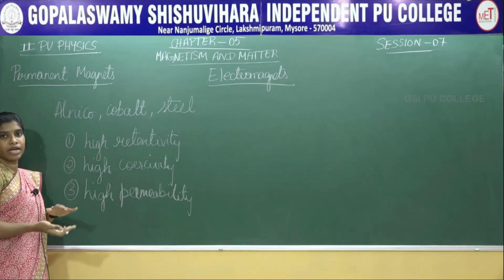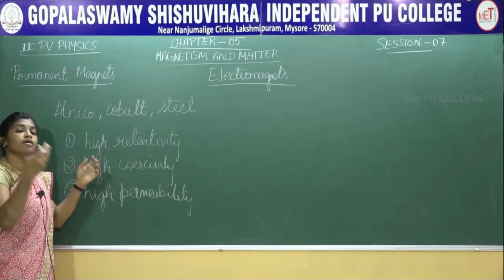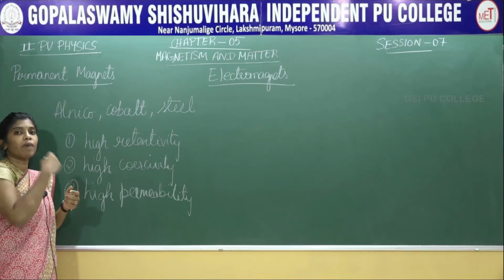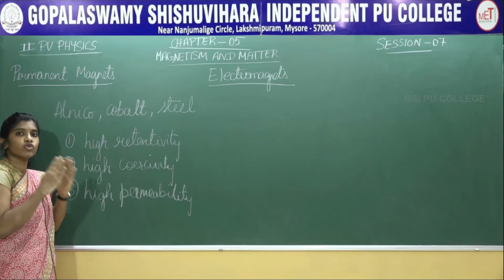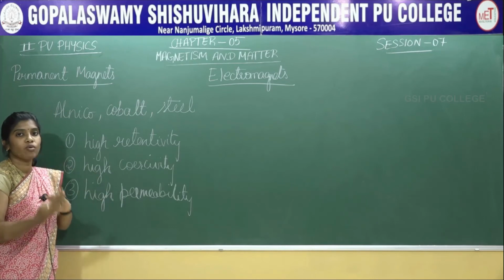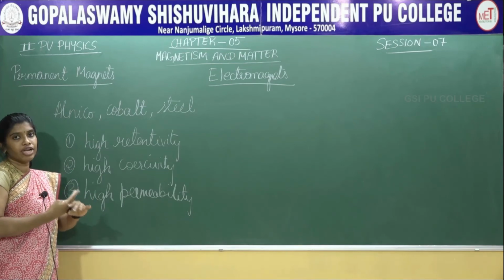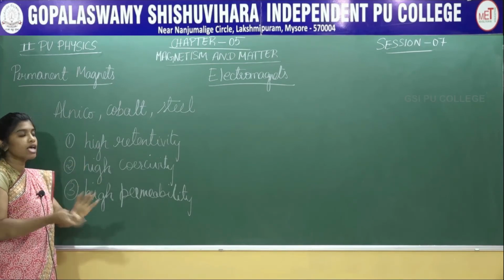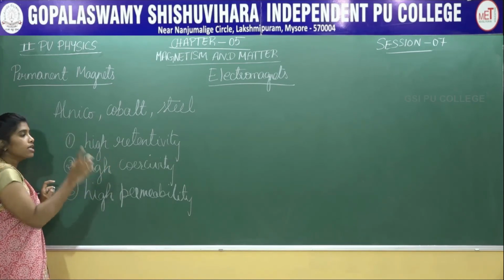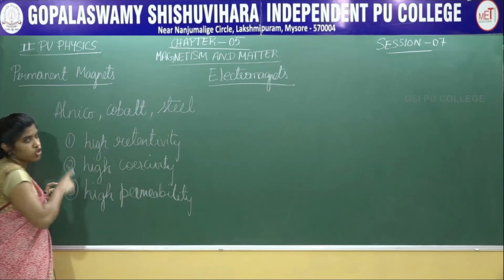So how are these permanent magnets manufactured? By taking a solenoid and placing a ferromagnetic material inside that solenoid. As you pass current through the solenoid, it produces a magnetic field, and that external magnetic field magnetizes the ferromagnetic material. After the removal of this external magnetic field, those ferromagnetic materials act as magnets. And for those materials, the retentivity should be very high, coercivity should be high, and permeability should be high.